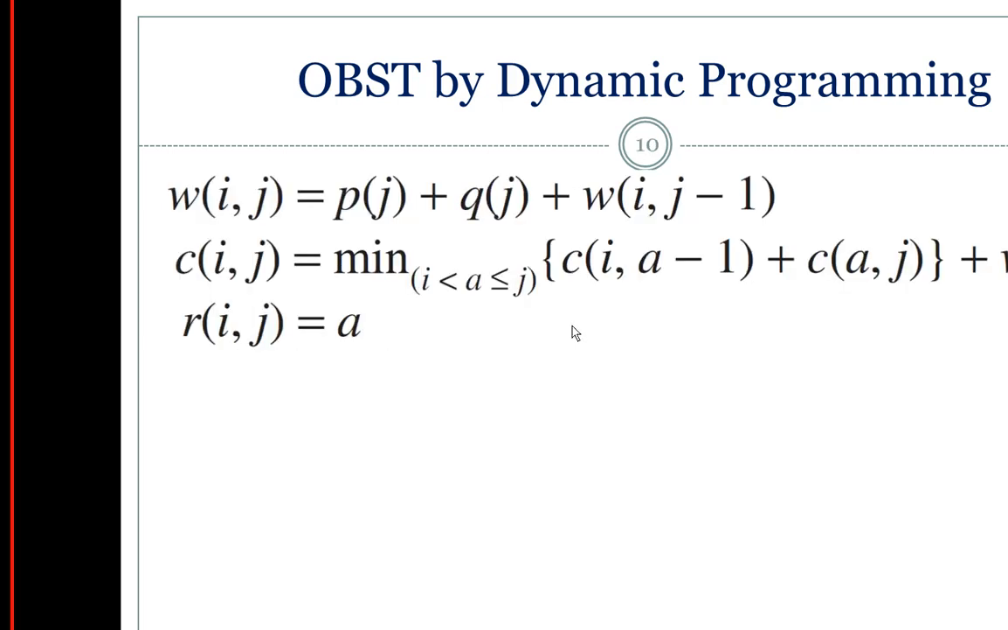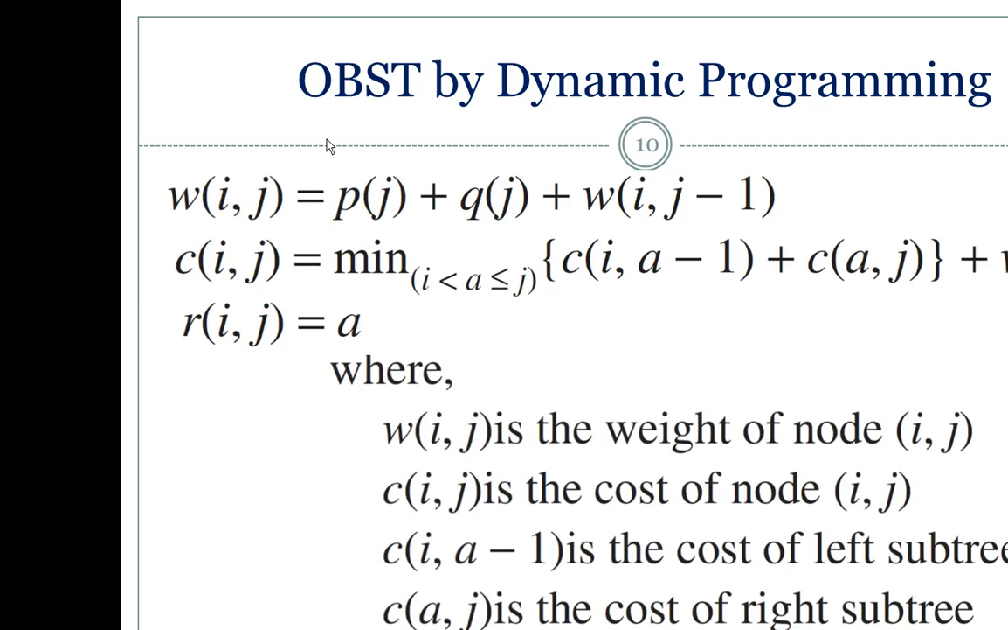So this is the formula to find the OBST by using dynamic programming. W of ij. What is W of ij? It is the weight of a node ij. W of ij is equal to P of j, that is the probability of successful search, plus Q of j, the probability of unsuccessful search, plus W of i, j minus 1.